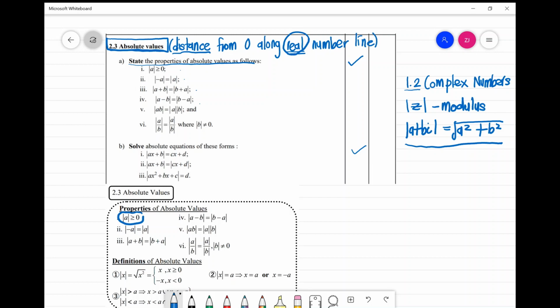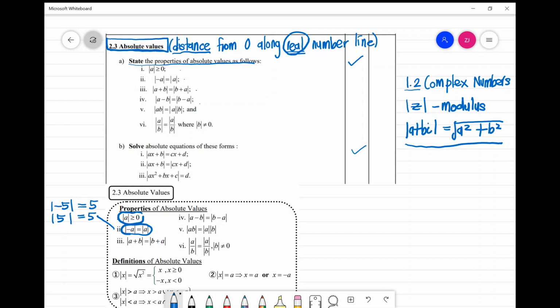For the second property, absolute of negative A is equal to absolute of A. If we plug in a value, let's say absolute of negative 5, we know that it will become 5 because again we measure the distance or the length. Same thing here, if you have absolute of 5, it is also equal to 5. So this defines the second property.